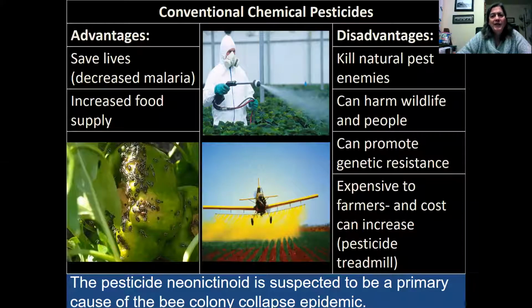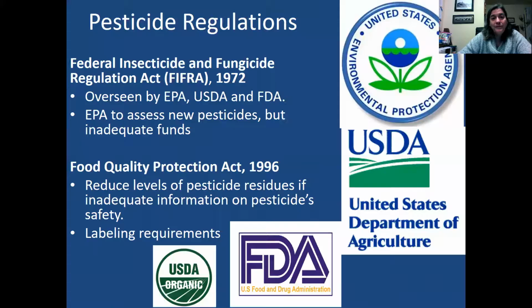So again, for conventional chemical pesticides, the advantages are that they save lives, like the decrease in malaria, and increase our food supply. Disadvantages: they can kill natural pest enemies, and they can kill beneficial insects like bees. You can harm wildlife and people, like the DDT ended up hurting the eagles. You can promote genetic resistance, and then they're expensive. Farmers have to buy these and apply them to their crops.